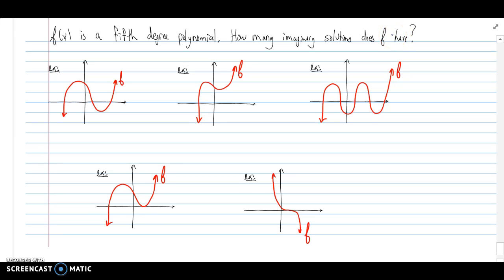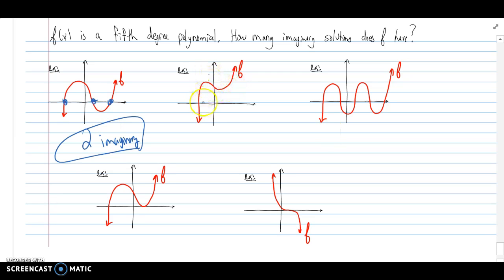For the first one, I see that there are 1, 2, 3 x-intercepts, which means that there are 3 real solutions, maybe rational, maybe irrational, we don't know. But if there's 3 real solutions, that means that we're left with 2 that are imaginary. They're just never going to show up on a graph. They always come in pairs. There's always got to be an even number of them, sometimes 0. This time we have 2.